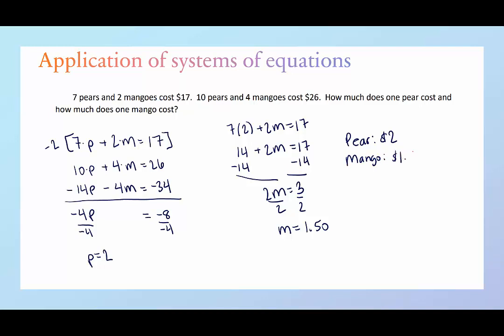It never hurts. I like knowing I have the right answer, so we might just check this with that second equation. So if I had 10 pears, that would be $20. And if I had 4 mangoes, well, 2 would be $3, so 4 would be $6, and that does equal 26. So I feel pretty confident that I did get the correct answers for the pear and the mango costs.